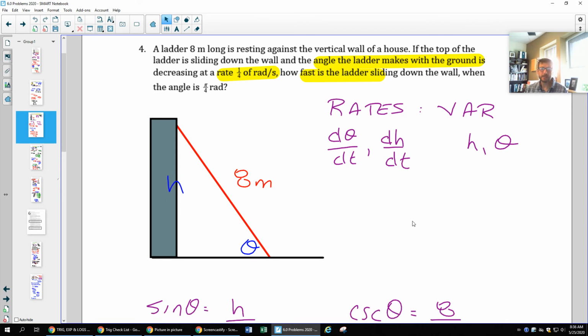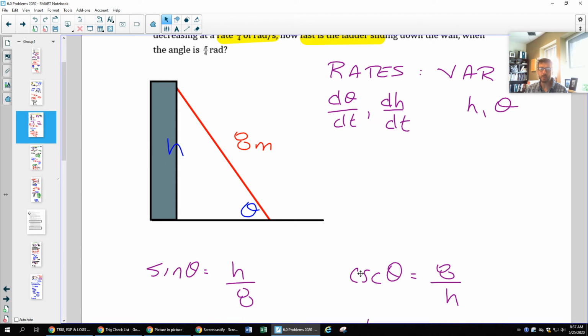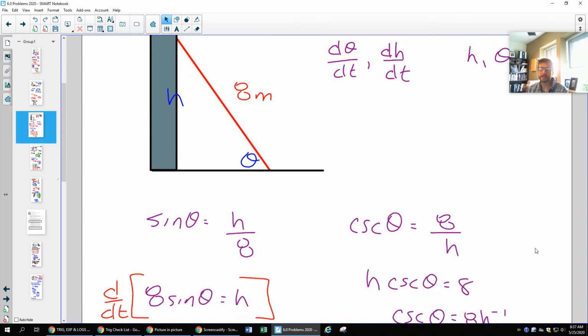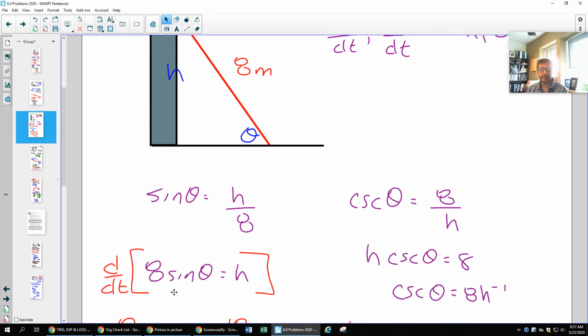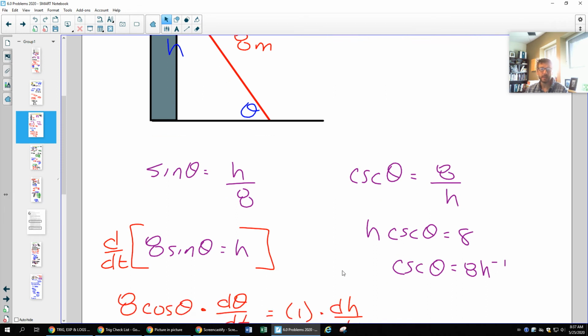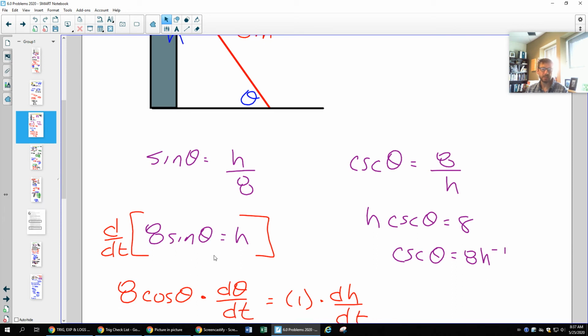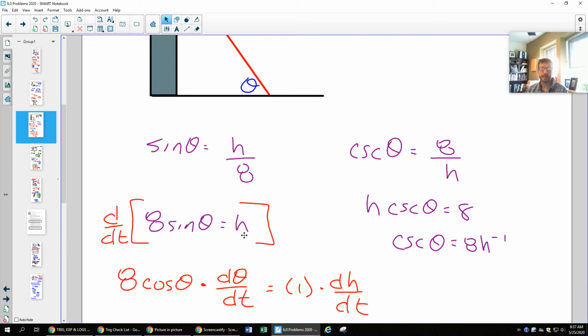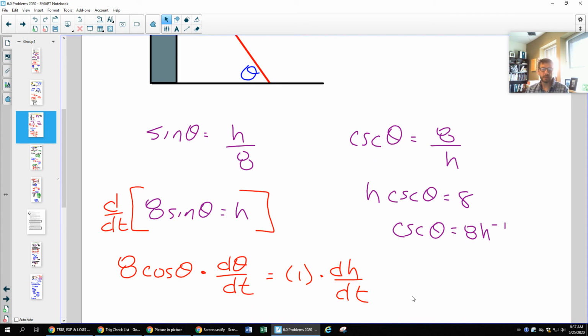Opposite over hypotenuse, so I'm going to talk about either a sine ratio or a cosecant ratio this time. Again, if I cross multiply and clean things up, which one do I want to work with? I'm going to work with my sine ratio. It's easier than working with a product rule, and it's easier than working with a negative 1 exponent. Again, the derivative of sine is cosine. The derivative of theta, because it's with respect to time, ends up being an implicit differentiation, so d theta dt. The derivative of h is 1, but again, h doesn't match t, so it's dh dt.